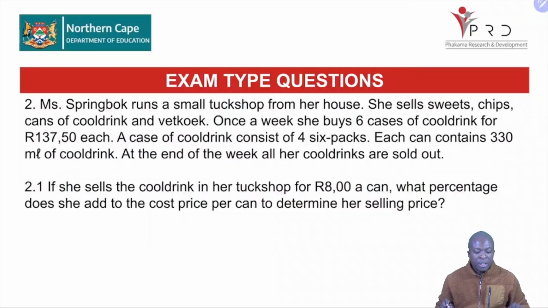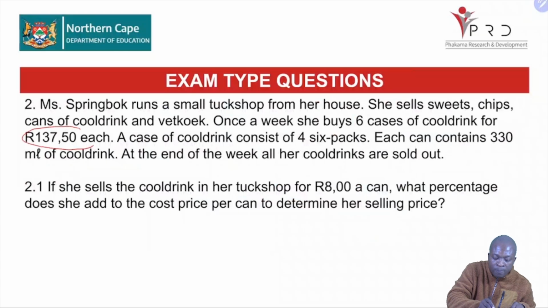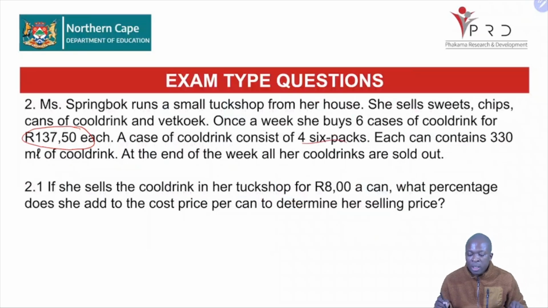We have another question here. Mrs. Springbok runs a small tuck shop from her house. She sells sweet chips, cans of cold drink, and fat cook. Once a week, she buys 6 cases of cold drink for 137 rand 50 each. A case of cold drink consists of 4 six packs. Each can contains 330 ml of cool drink.